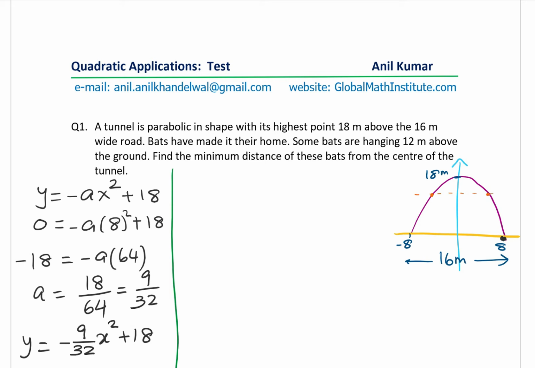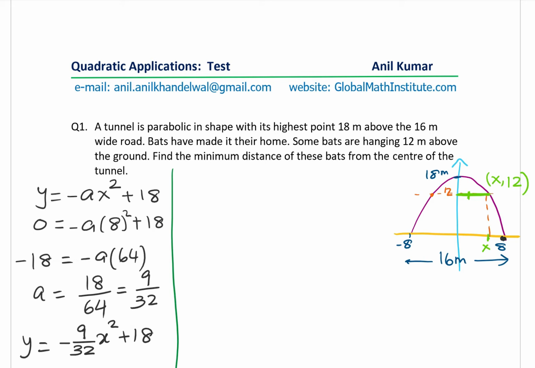12 meters above the ground, right? So this height here is 12 meters. We want to know how far they are from the center, right? The shortest distance is this distance, which we need to figure out. So that is what we need to find. We know at this point the height is 12. We want to find the x value, right?